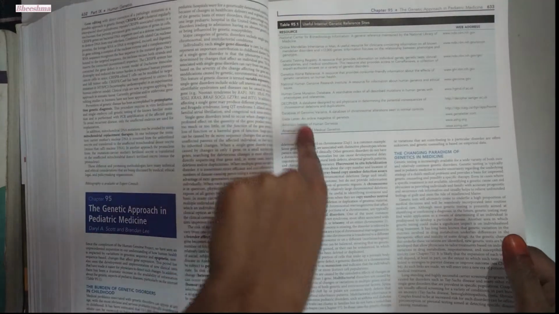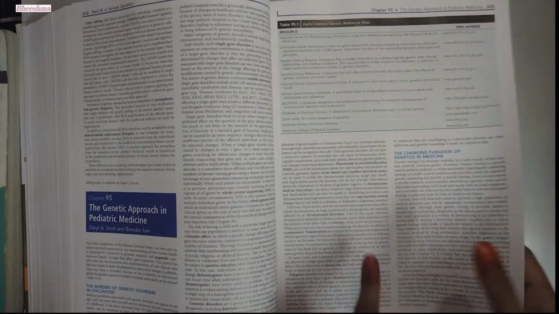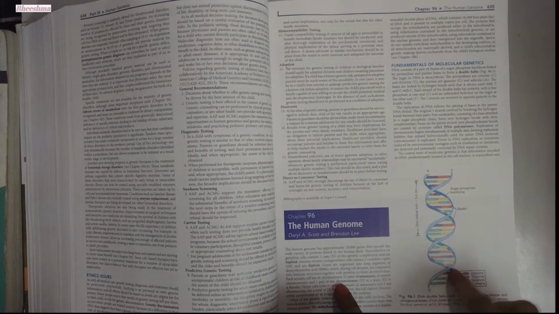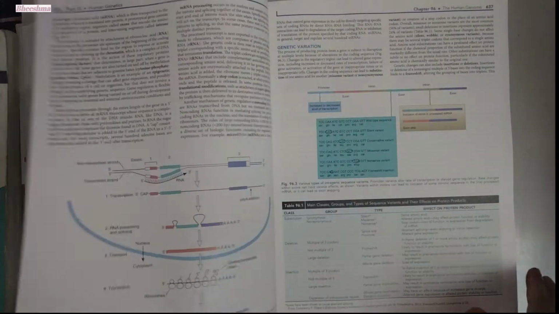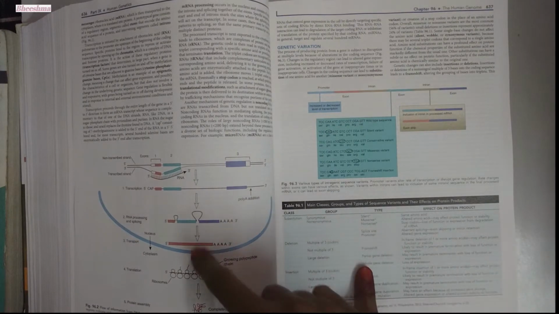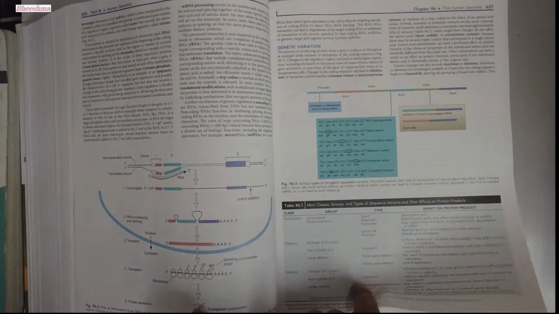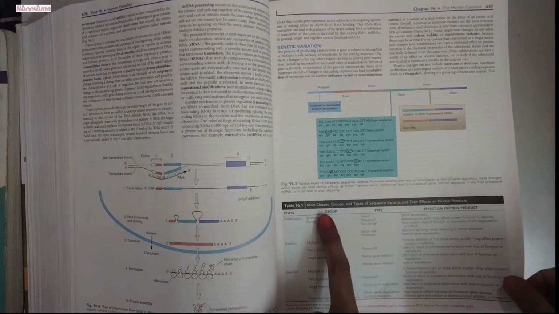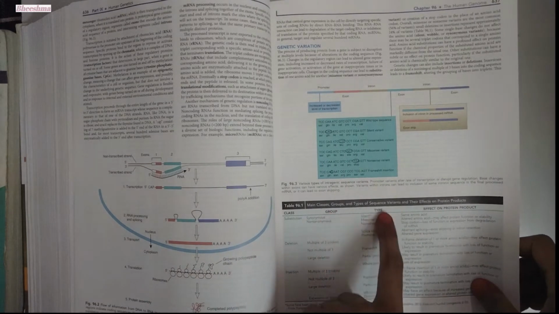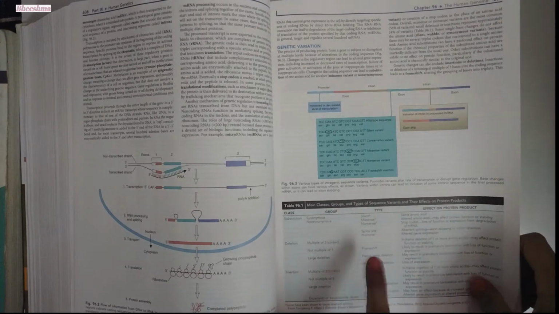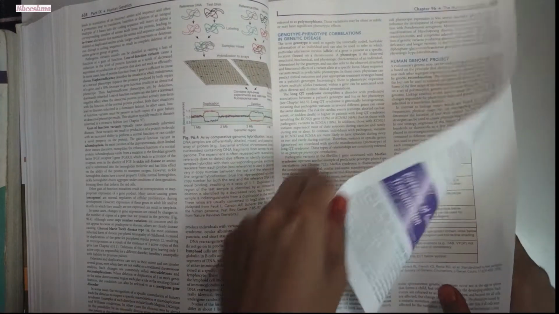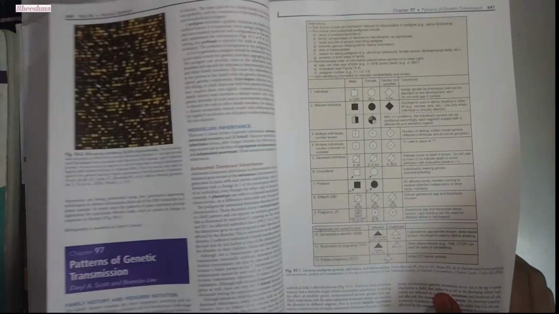A table is given for useful internet genetic reference sites. The human genome, the DNA double helix model is given. Then how the flow of information goes from DNA to RNA in a hypothetical gene of 3 exons and 2 introns. And here the main classes, groups and subtypes of variants of protein products are given, like substitution, deletion, insertion, duplication, etc. Here, genotype, phenotype, correlations in genetic disease.